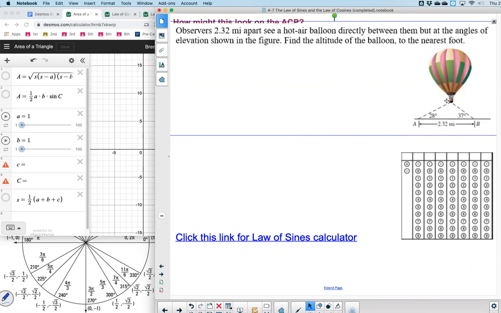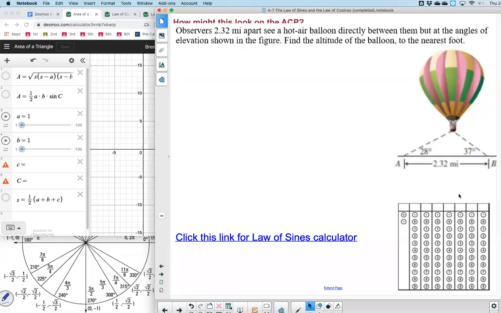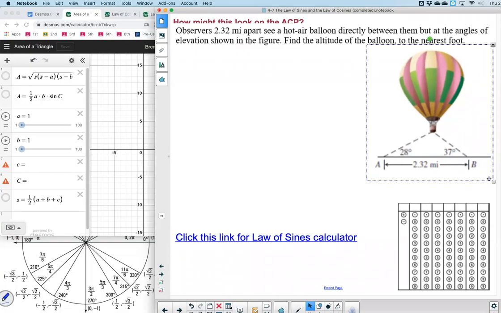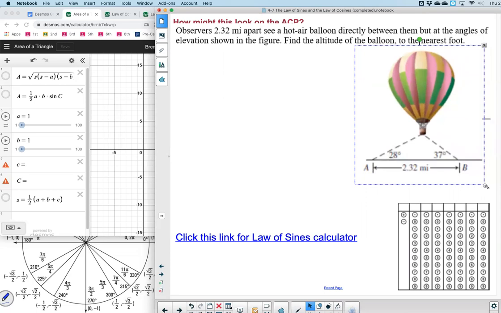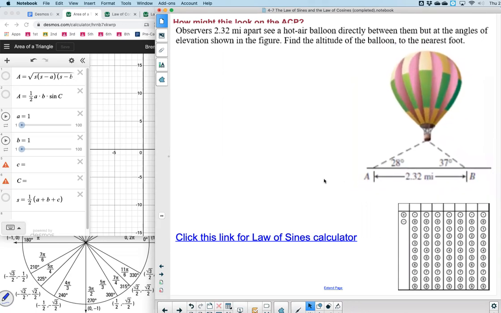Let me see if I can separate it. No, I can't. All right, there you go. I just went trying to blow it up a little bit. Okay, so this is what we're working with.